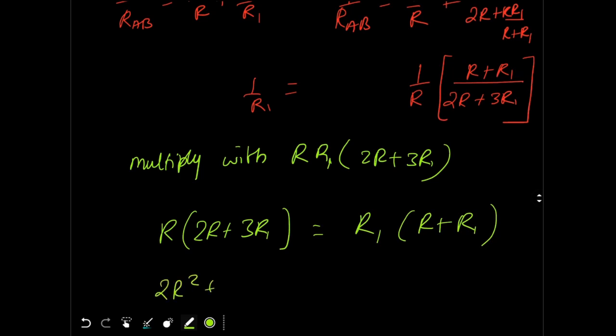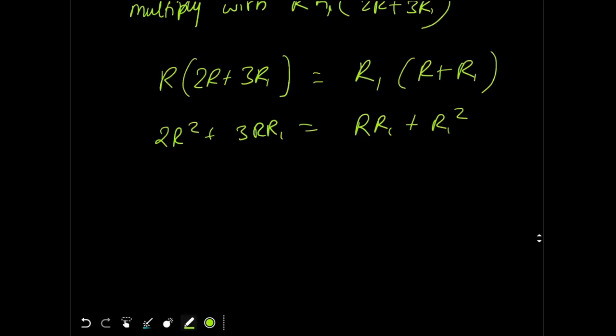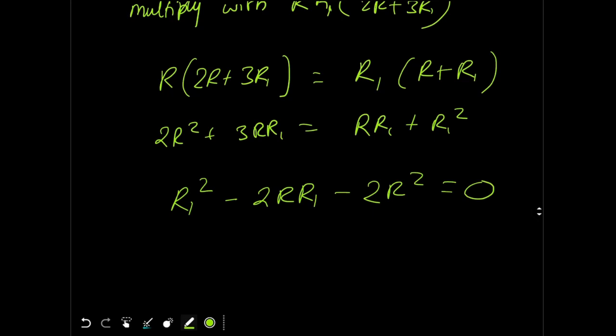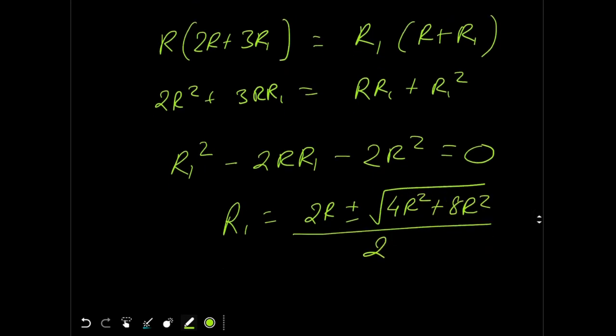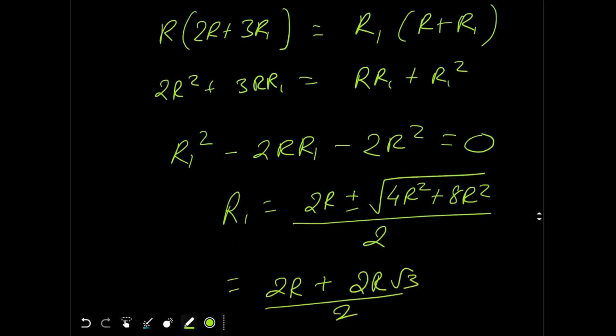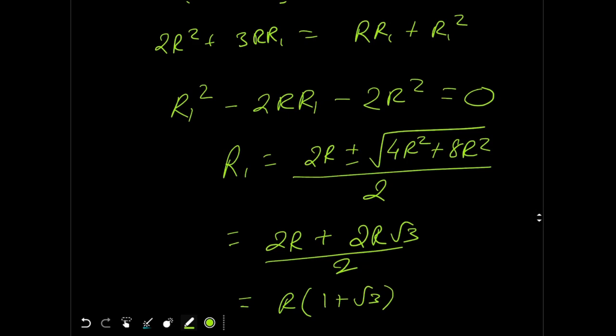So 2R square plus 3R R1 is equal to R R1 plus R1 square, or we get R1 square minus 2R R1 minus 2R square equal to 0. So R1 will be equal to 2R plus minus root of B square. B square will be 4R square plus 8R square, divided by 2. So we will ignore the minus and we will instead write down 2R plus 2R root 3 by 2, or this is R times 1 plus root 3. So we get option D.